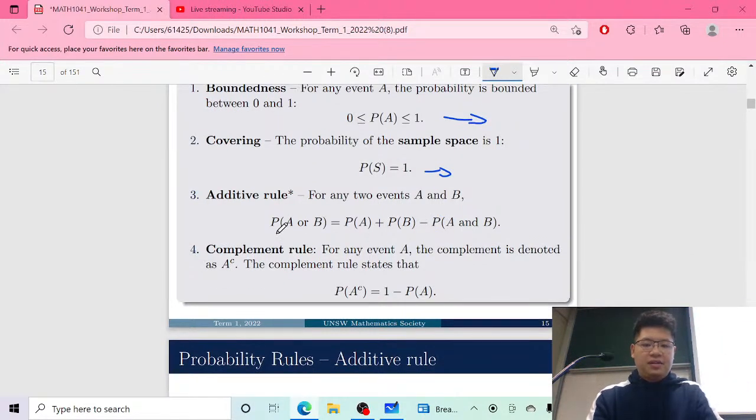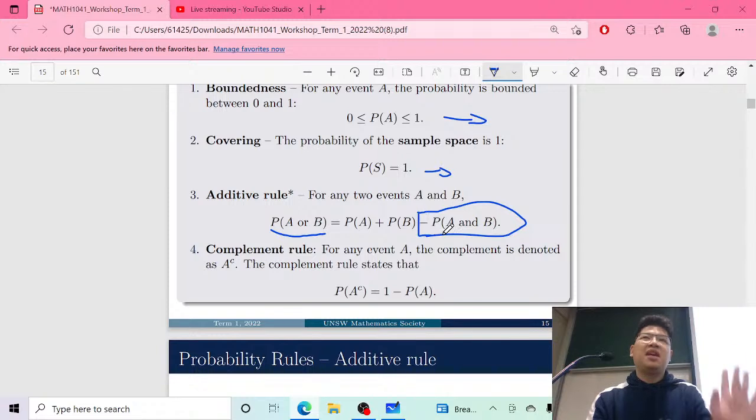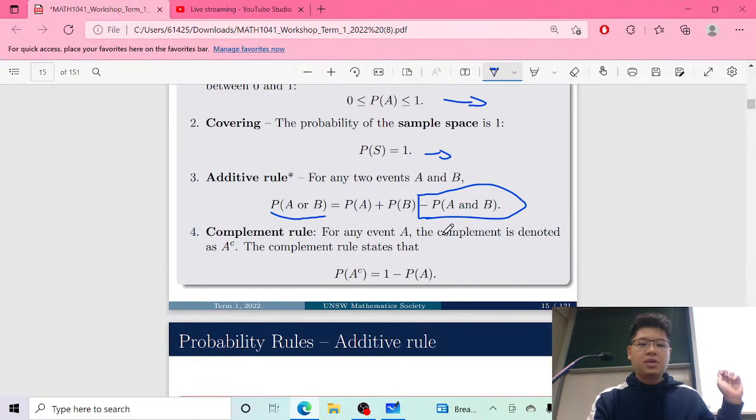Then we have this additive rule right here. So P(A or B) equals P(A) plus P(B) minus P(A and B). Now, you might not be used to seeing this final term here, but we'll talk a little bit more about it. But just take my word for now that this is the typical formula that you have for the additive rule. And the last one here is the complement rule that states that anything that is outside of that particular event is just 1 minus the probability of that event. Okay?